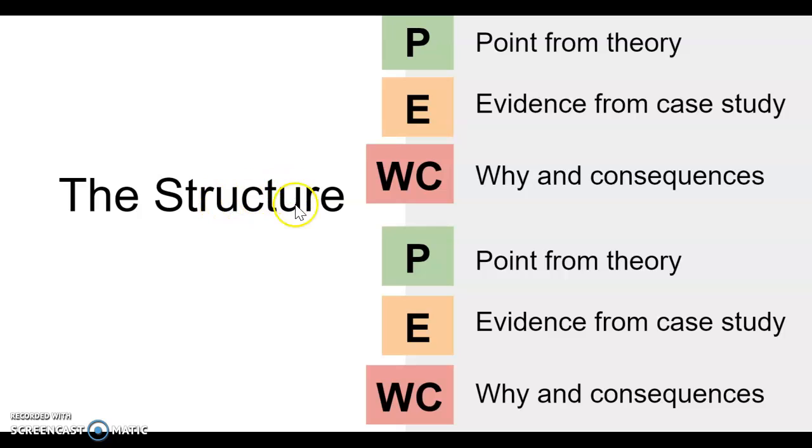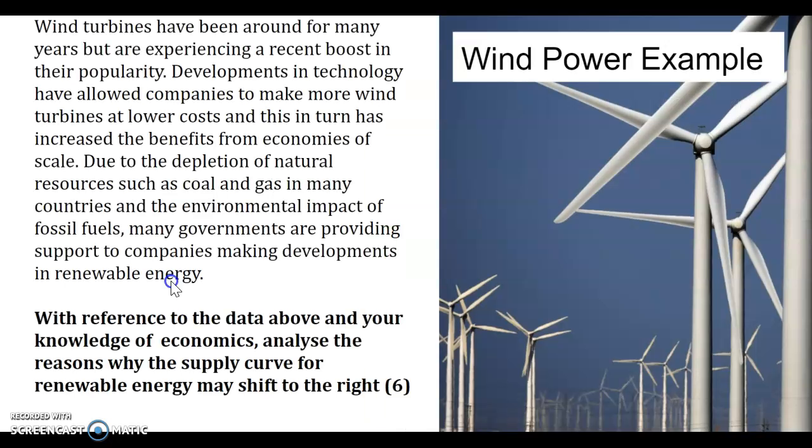Okay, so the structure of your answer, which we have sort of covered in class a little bit, is that you will split it into 2 points. So you'll have a point from theory, and then you'll have evidence from the case study presented in the exam paper, and then you're going to explain the reasons why and what are the consequences, and you'll do that with 2 points from the theory in your answer, and that's how you get the 6 marks.